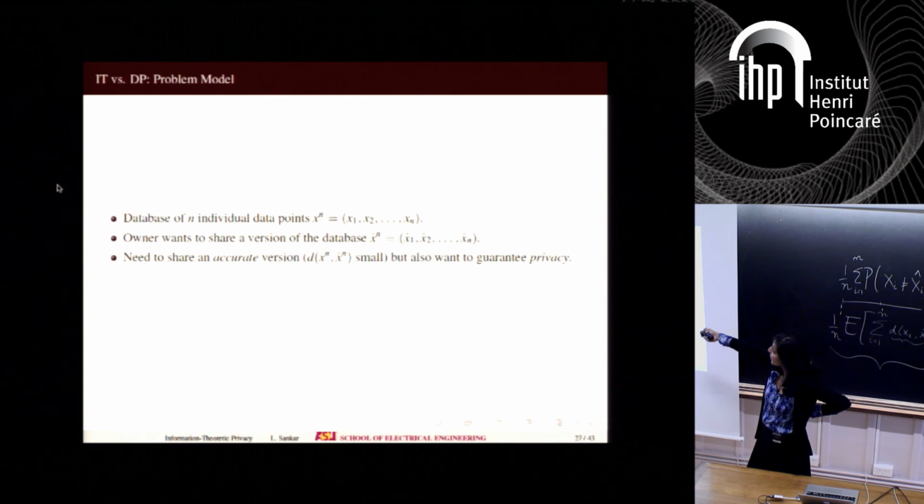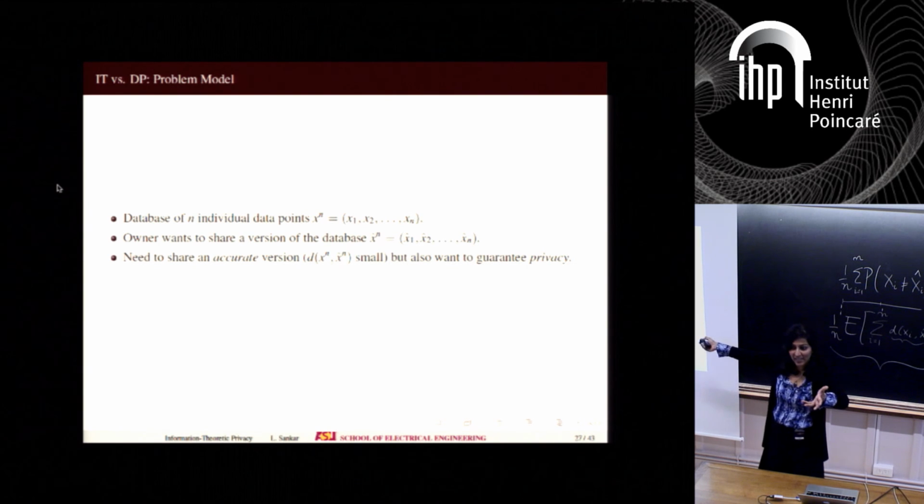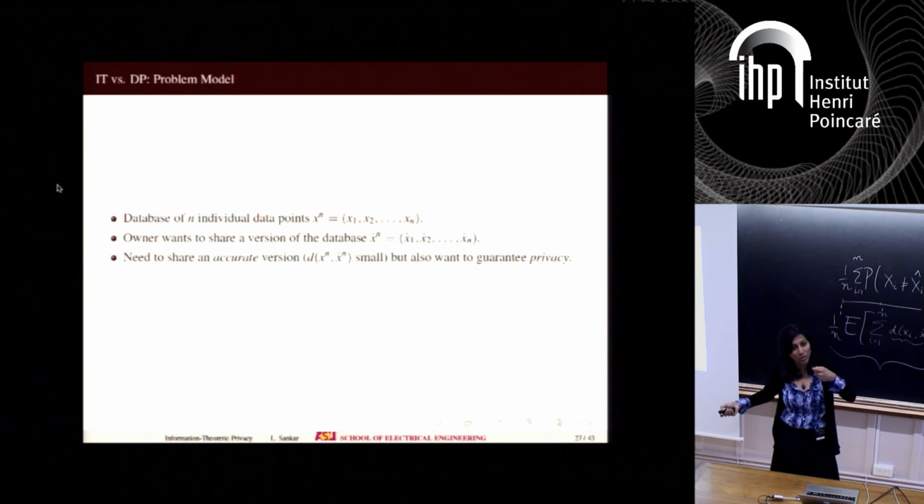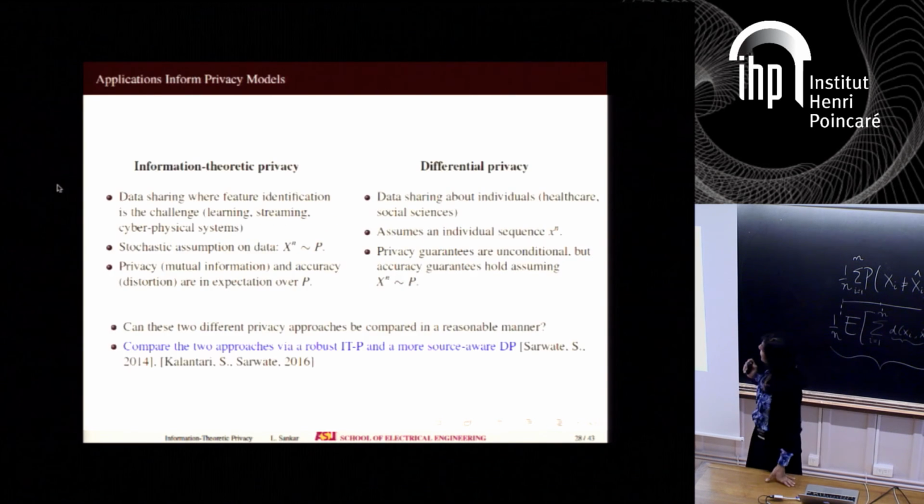So here's a very simple model. We're going to look at n data points. They come out of a distribution. I'll say that later. What we want is to reveal x hat n. And so we want to design a mechanism, but we also want to make sure there's some notion of distortion between the two that is bounded. Okay? All right. So I'm not even going to go through this.